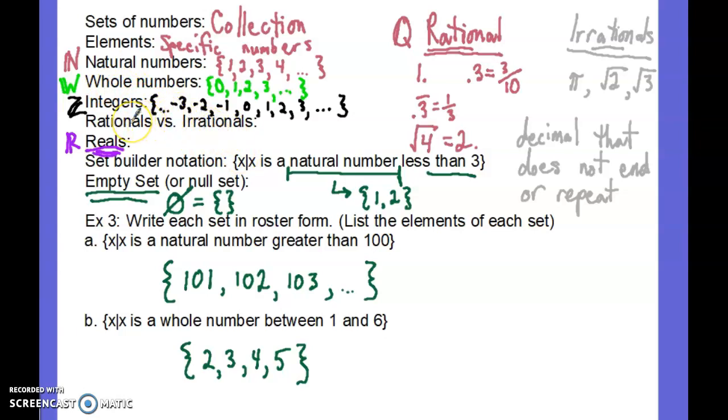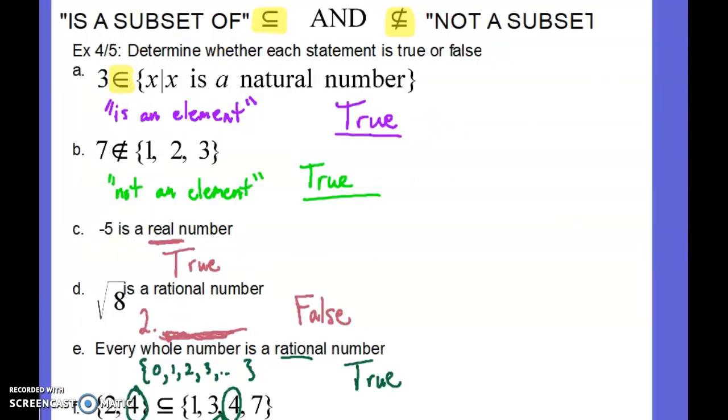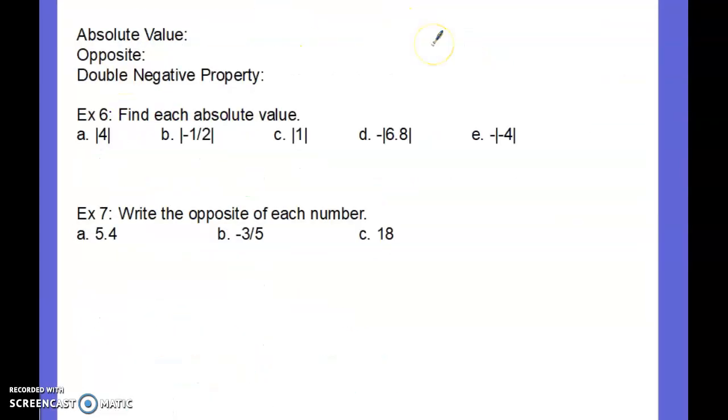And then rationals are a subset of reals. Irrationals are a subset of reals. Now, this does not go backwards. The reals is not a subset of rationals, because there's plenty of real numbers that are not rational. And same thing with rationals are not a subset of integers. I could speak all day about this, but I'm going to stop right there.